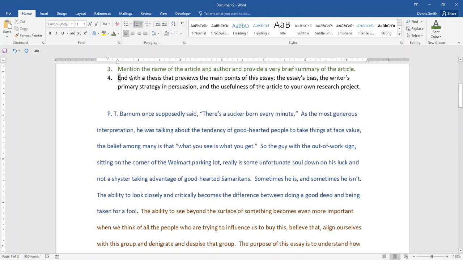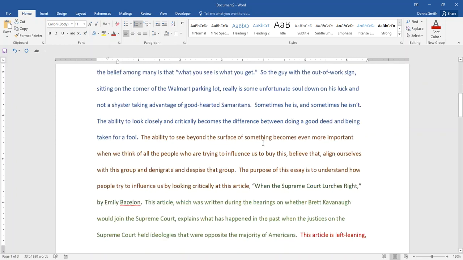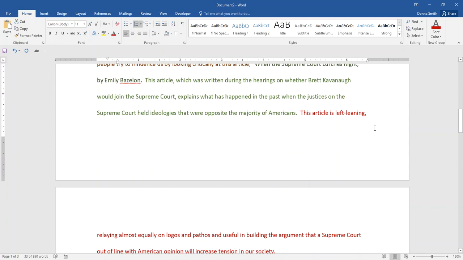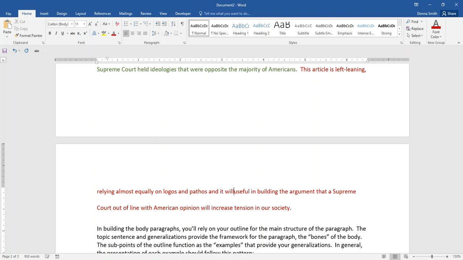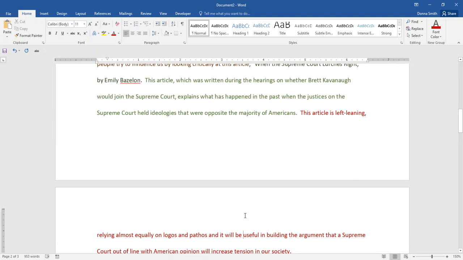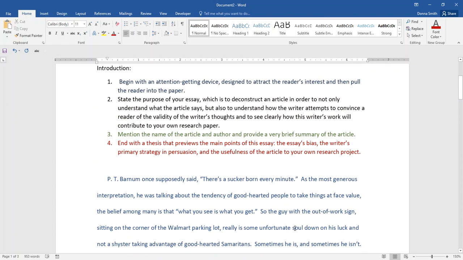And you've already seen the thesis whenever you looked at that sample outline. This article is left leaning, relying almost equally on logos and pathos, and it will be useful in building the argument that a Supreme Court out of line with American opinion will increase tension in our society. So this is my introduction.